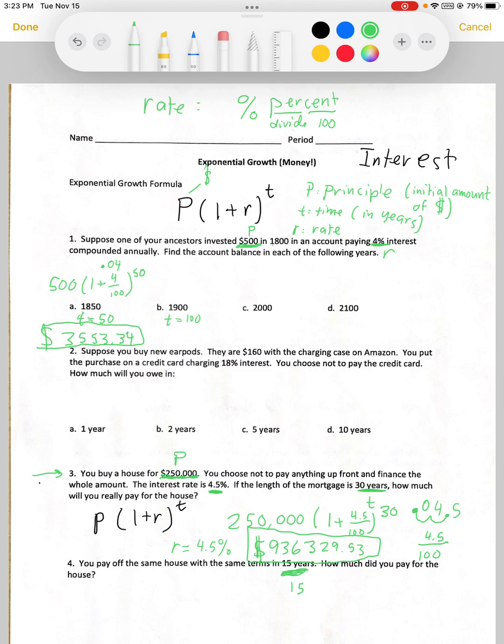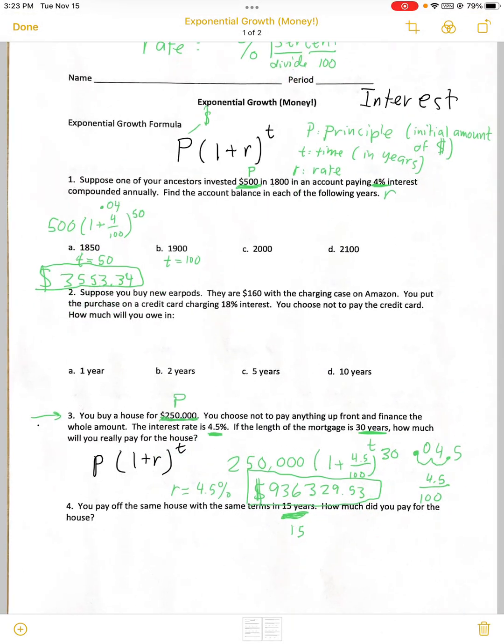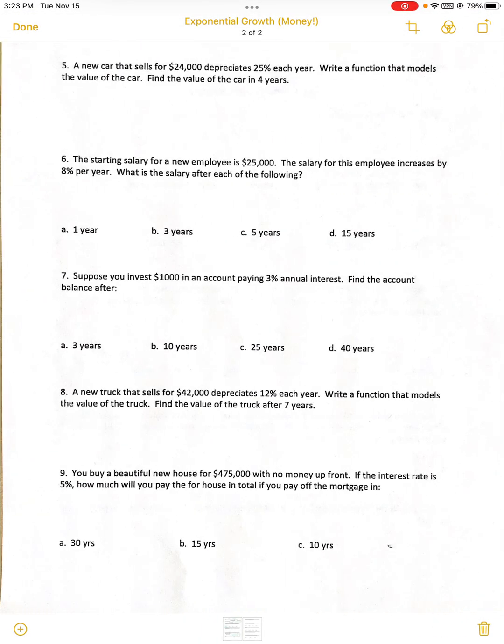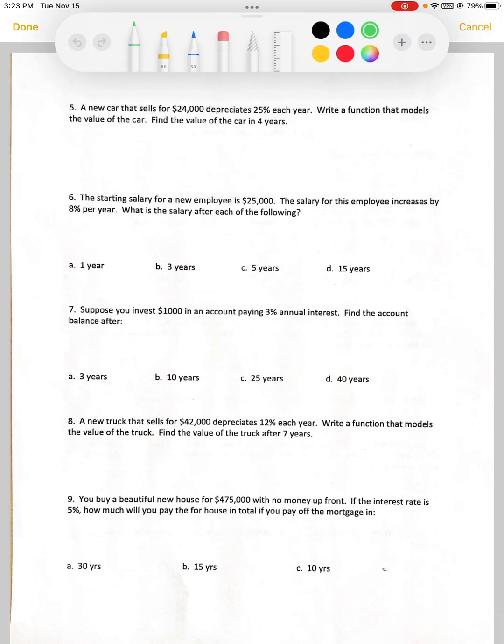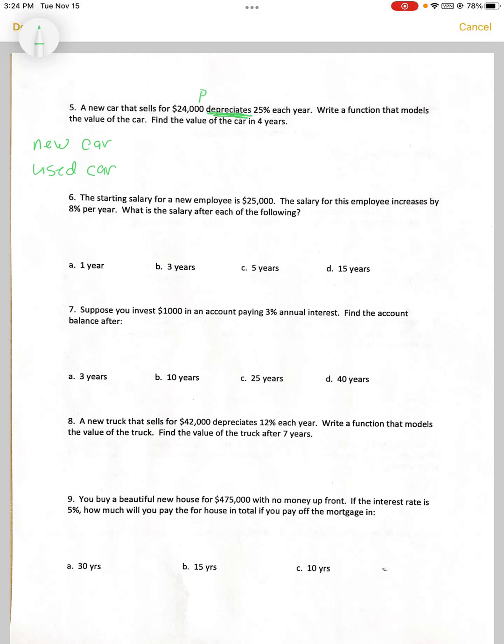Now, I want to talk about one more example. We're going to go ahead and flip over to the back. I want to look at number 5. Now, number 5 is very similar to all the other ones, only you'll notice that instead of appreciating, it's going to depreciate. Now, think about it. Is a new car worth as much as a used car? Used cars are worth much less than a new car. So that is called depreciation, meaning the price goes down.